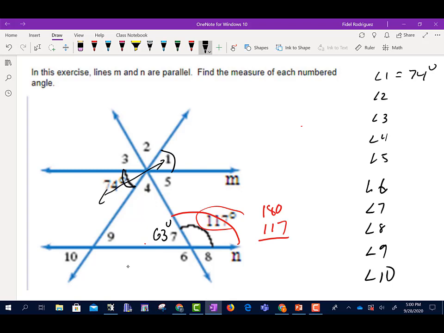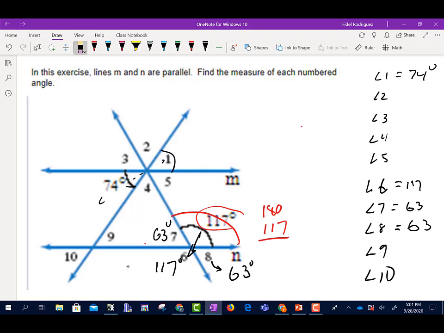Well, look, you know what angle is also 63 degrees? Angle 8. So angle 7 is 63. Angle 8 is 63. You know what? This is, of course, our vertical angle, so this is going to be 117 degrees. Okay, so that's angle 6. That's 117. Let's see what else we know.